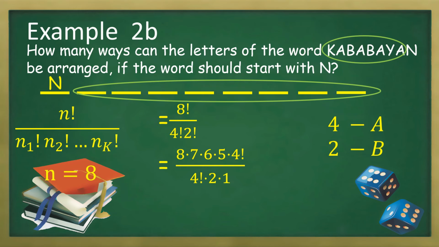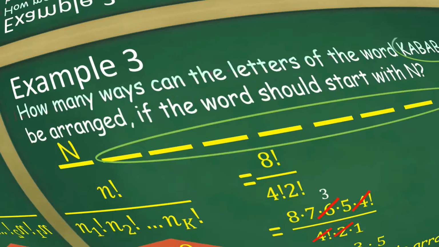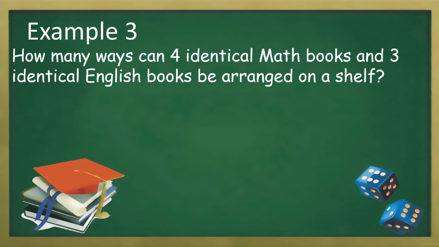Then we're going to cancel everything that we can cancel, just like 4 factorial over 4 factorial. Then 2 can be cancelled with 6, leaving us with 3. Then the remaining numbers will be 8 times 7 times 3 times 5, that when you multiply, you will have 840 distinguishable arrangements. Okay, so let's have another example.